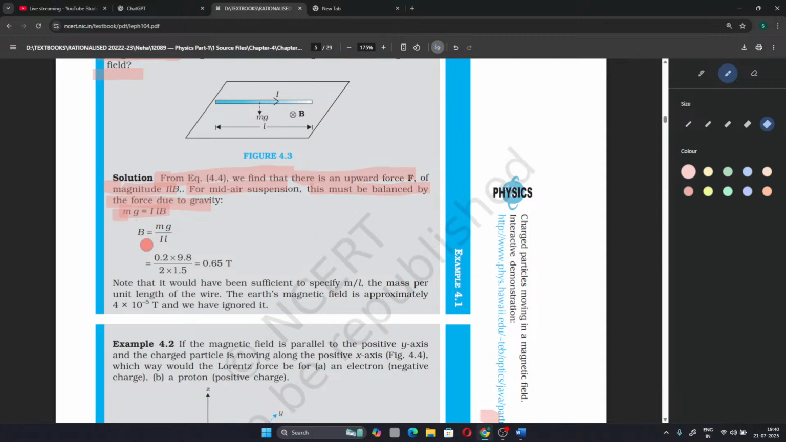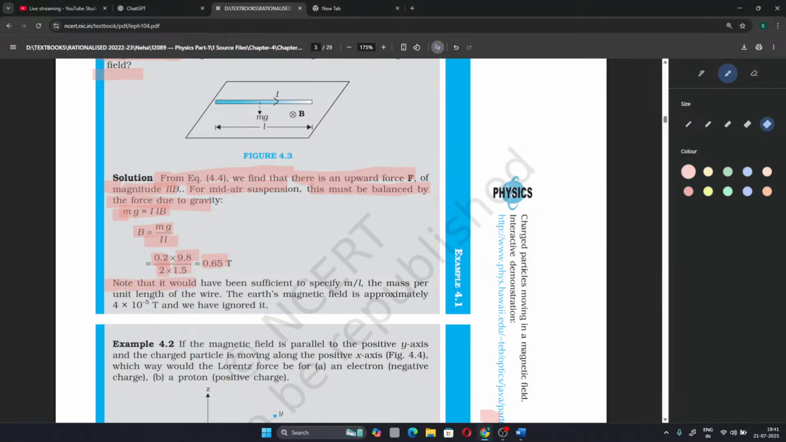So mg equals ILB, B equals mg by IL, where we know the mass equals 0.2 kg, or 200 grams converted into kgs. The acceleration due to gravity is 9.8 meter per second square. The length of the rod is given as 1.5 meter. Current flowing through the conductor is 2 ampere. If we calculate this, the final magnetic field is 0.65 Tesla.